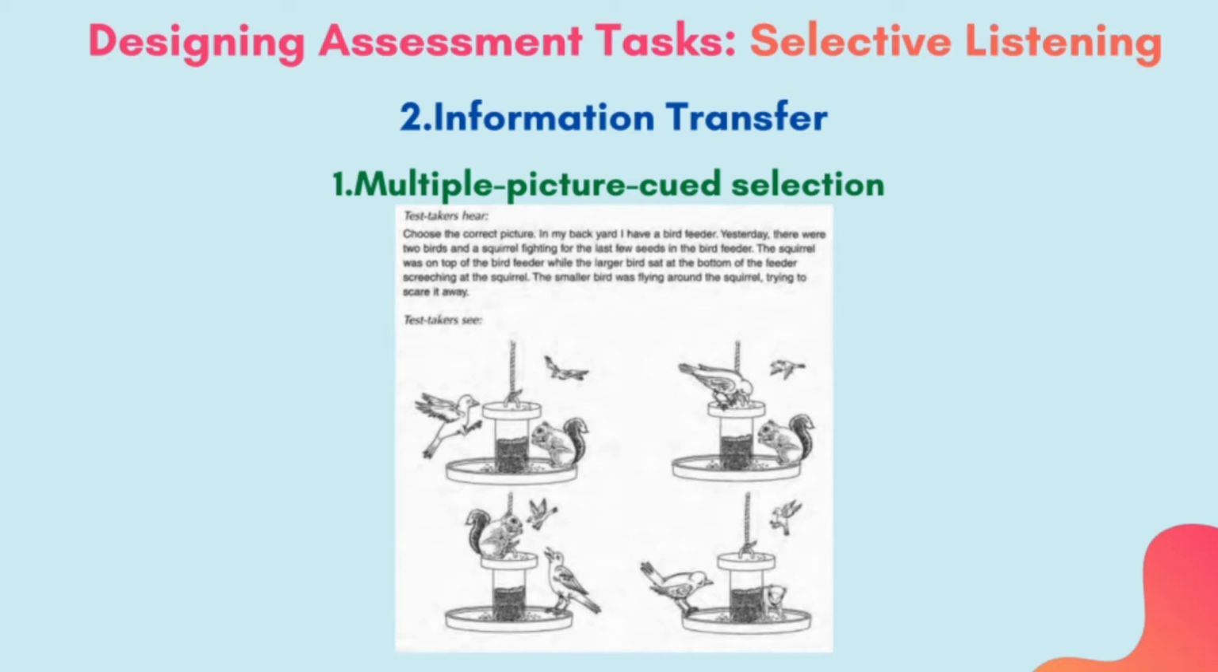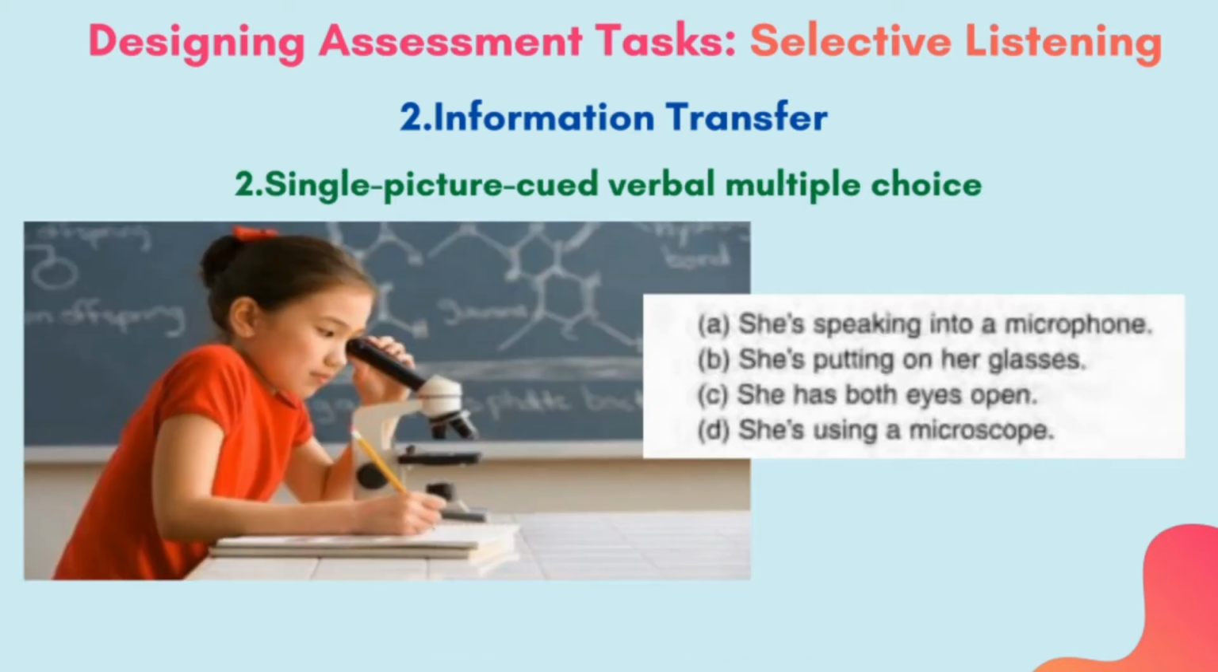Multiple picture cue selection. We should identify the correct picture that matches the speaker. Second, it can be a form of single picture cued verbal multiple choice. This is an example of the TOEIC listening test. One single photograph is presented to us, then we hear four different statements and must choose one of the four that best describes that picture.